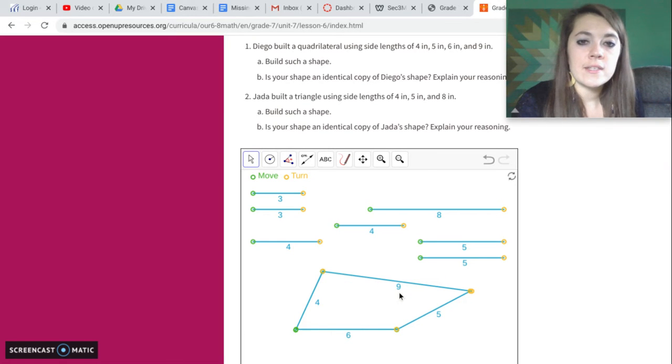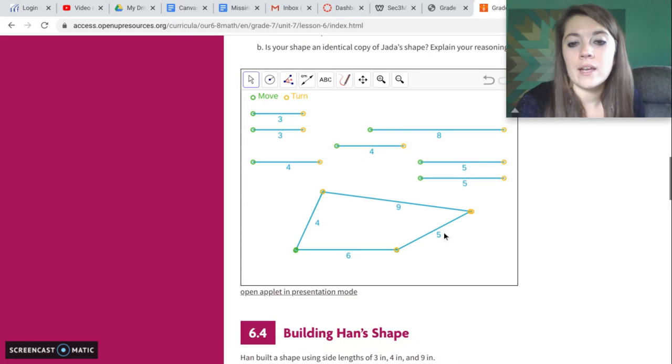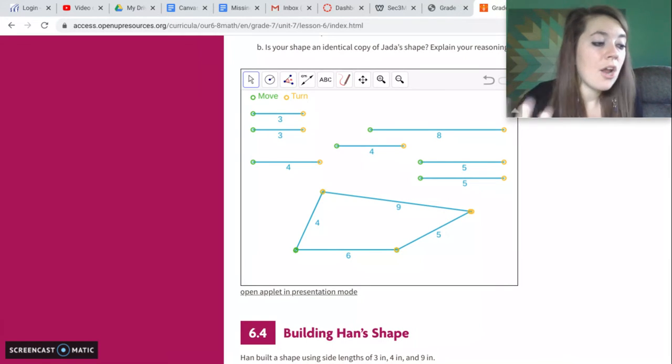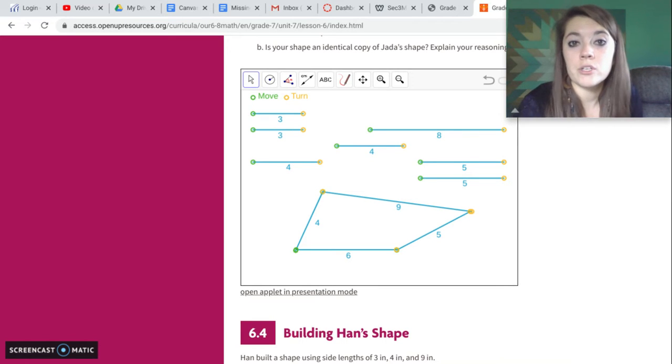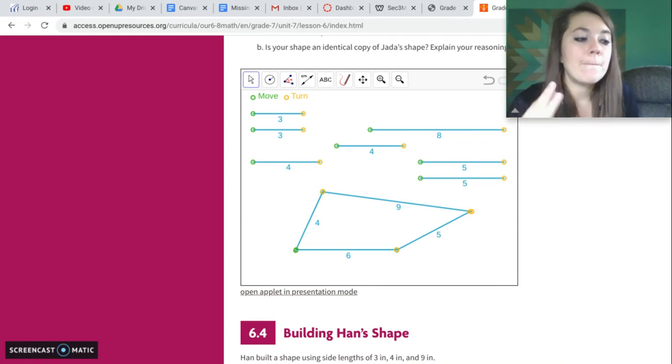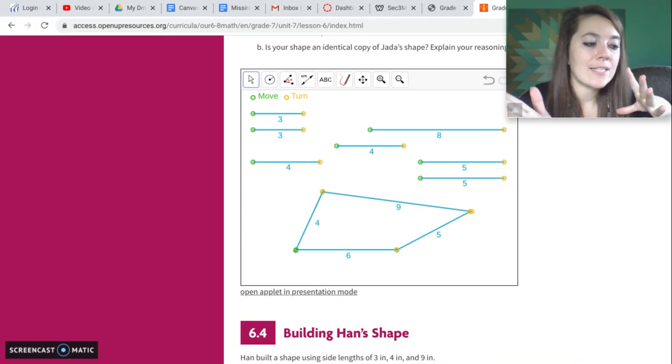Now, do you think this is identical to Diego's shape, or could we make another shape based off these same exact measurements? Yeah, because we have 4 different sides, we could interchange any of these. So I could switch the 5 and the 6, and that would be a completely different shape for us. So it matters what order our sides are in for this. So is ours the same as Diego's? No, probably not. Now, we don't know for sure because we don't have a picture of his. We don't know exactly what his looked like, but it's probably not identical because this is what's known as floppy.